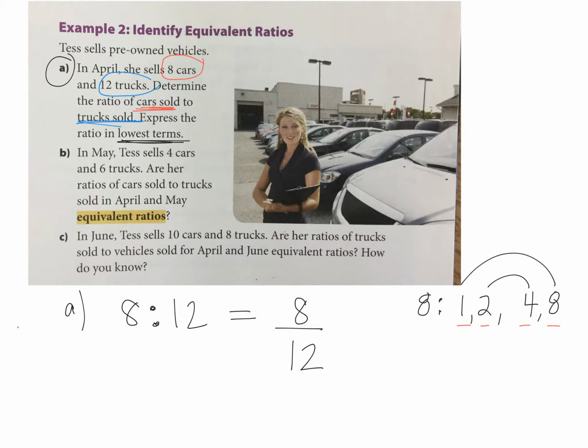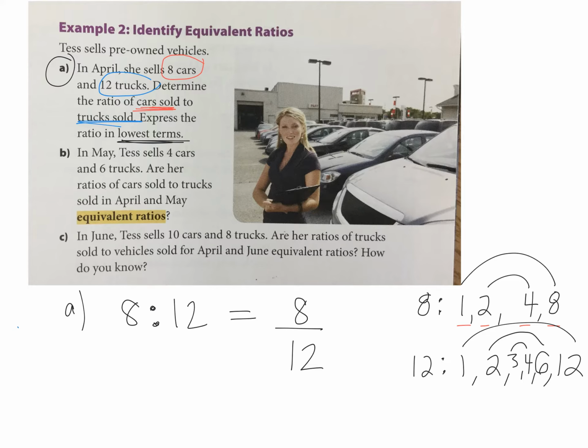What about 12? Let's list factors of 12. Start with 1. 1 times what? 1 times 12. Does 2 go into 12? 2 times what is 12? 6. Does 3 go into 12? 3 times what is 12? 4. Okay, so 12 has some more factors. It has 1, 2, 3, 4, 6, and 12.